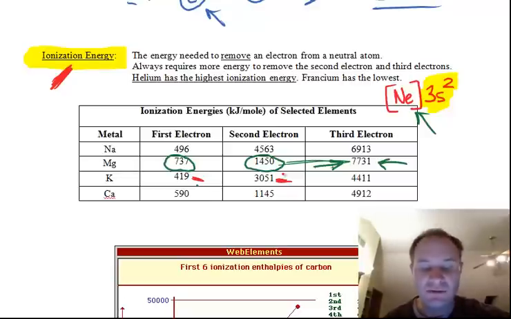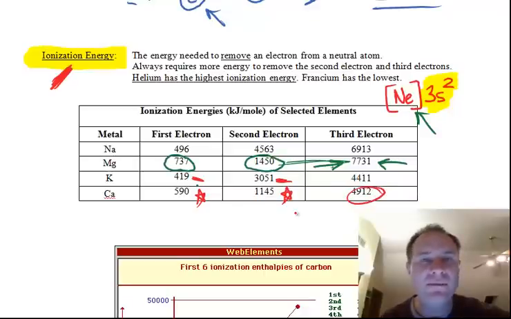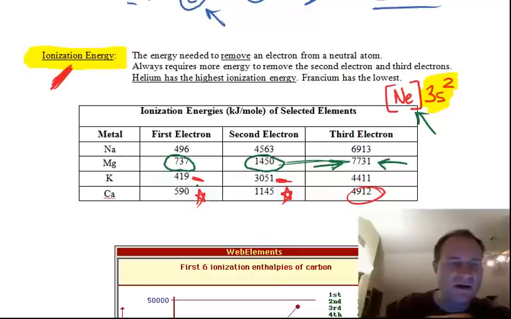Calcium, similar. There are 2 valence electrons, so the first 2 aren't bad, but boy, you pay a big energy cost on that third one. Okay, so hopefully this tells you what you can see here.